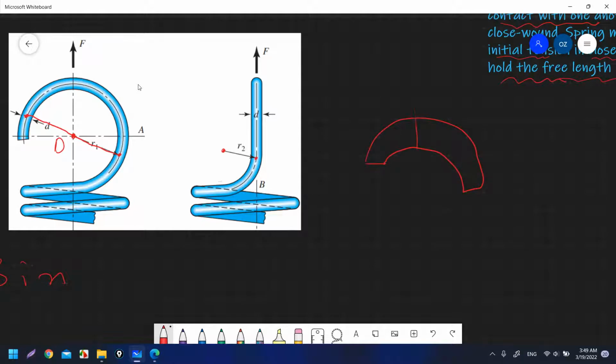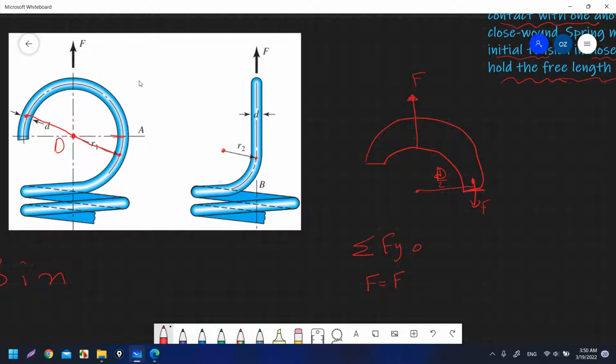Here we apply a force, the tension force. If you make a section here, there will be a reaction force. So if you make sum of Fy equal to 0, then F will equal F. F in this tensile load will equal the reaction. So here we will have F also. The distance between these two is R1, which is equal to the mean diameter over 2. So this distance is D over 2.